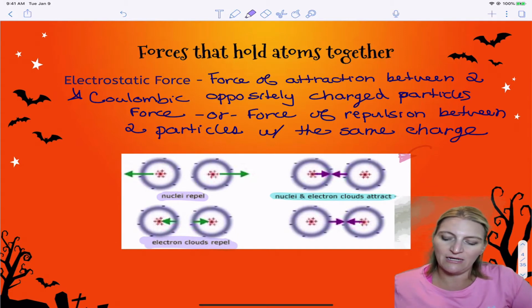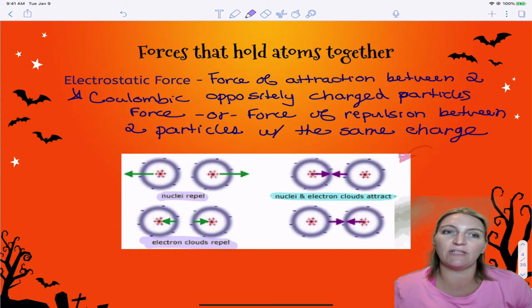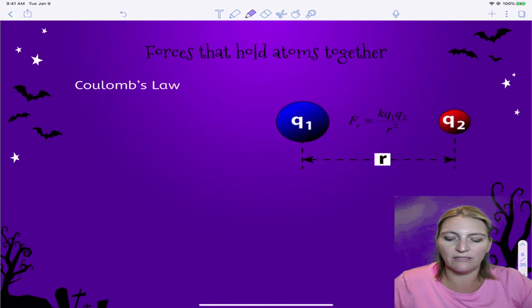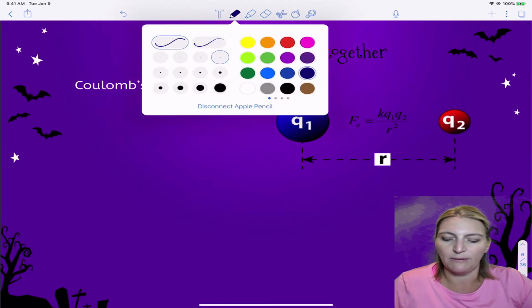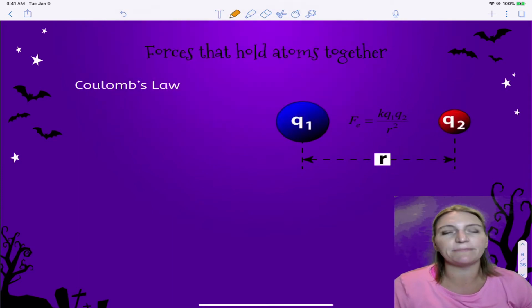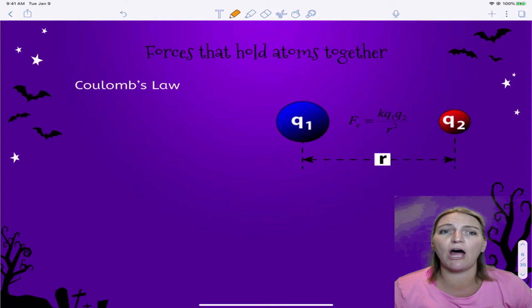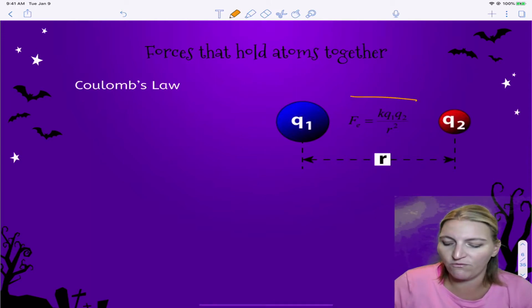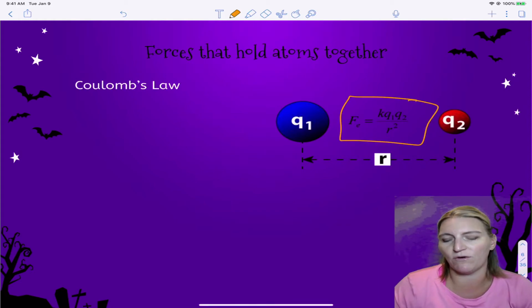We can quantify that. So Coulomb's law and the Coulombic force or the electrostatic force just talks about the fact that this force exists. Opposites attract, like charges repel. The next slide talks a little bit more about quantifying that. And that's what Coulomb's law is. Coulomb's law is the mathematical formula, and you can see the mathematical formula is written over here.